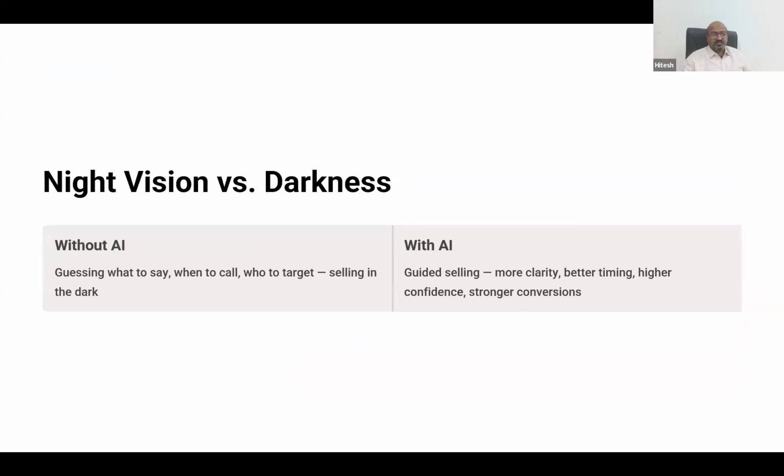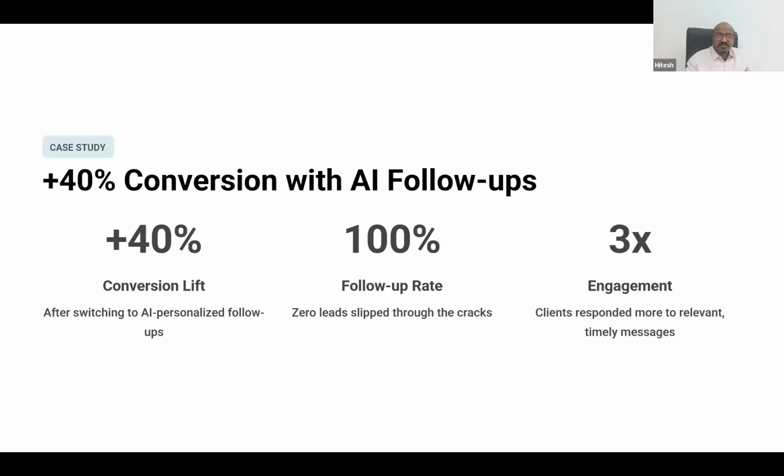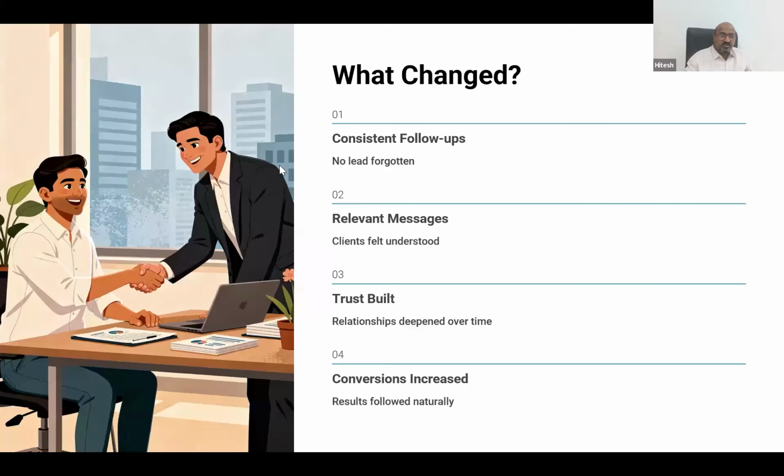Right? Without AI, you're guessing what to say, when to call, who to target, selling in the dark. But with AI today, you're guided. You get more clarity, better timing, and higher confidence in investors as well. In fact, people who are using AI are getting better conversions than anybody else. So the key when it comes to using AI: consistent follow-up, number one. Start building relevant messages through AI, number two. Build trust, number three. And most importantly, increase conversions, number four.